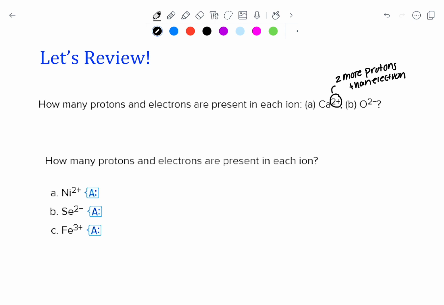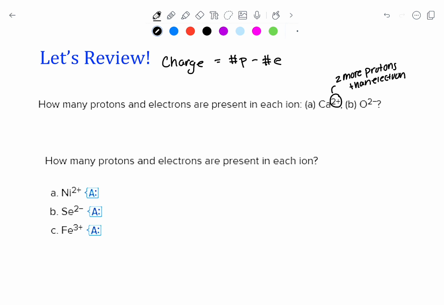We have to remember that when we're determining our charge, it equals the number of protons minus the number of electrons, and whatever sign comes out tells us if it's a positive or negative charge. The number of protons is never going to change. When we're forming ions, we're only varying our number of electrons, because if we change our number of protons, we change our element.